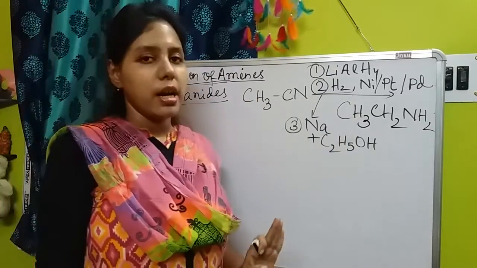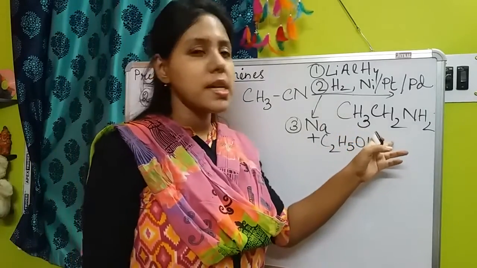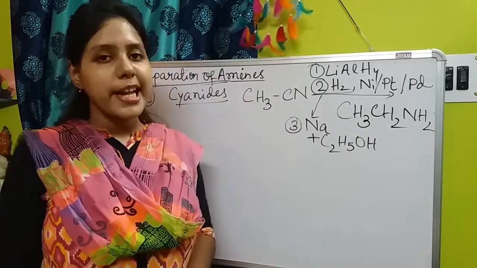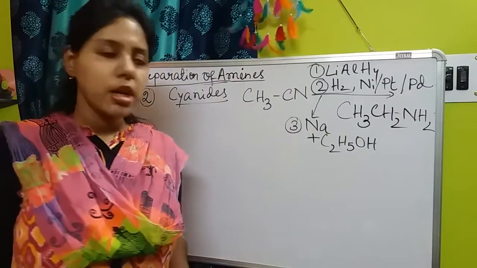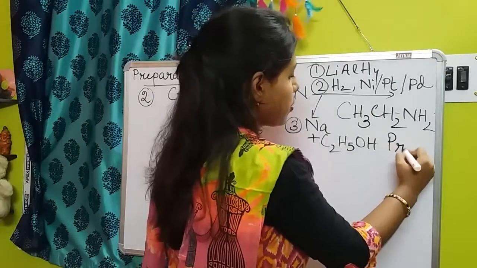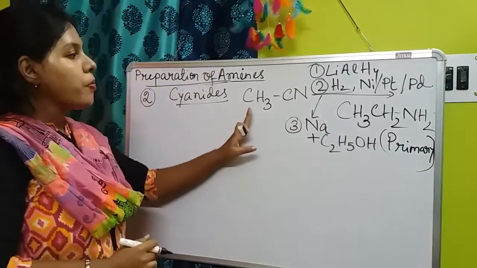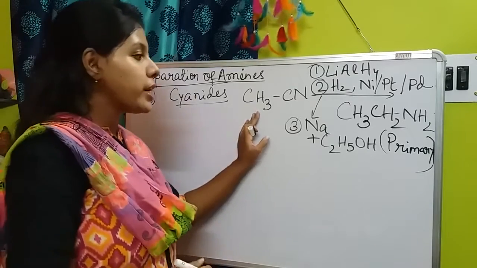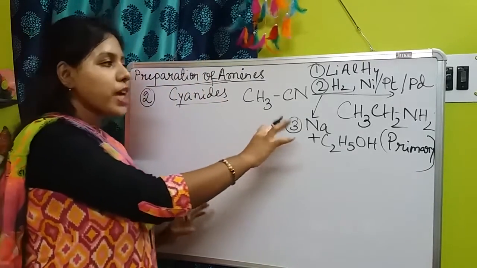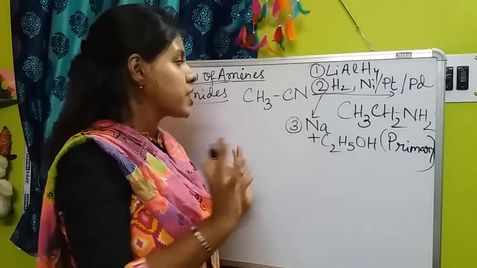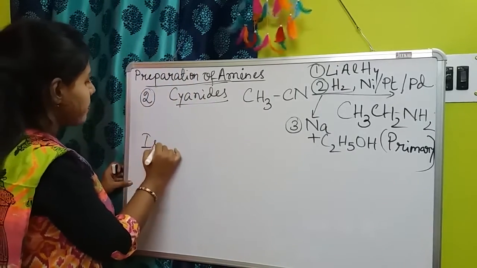So clearly it is a reduction reaction. Now observe carefully, what type of amine is this? This is an example of primary amine, because this nitrogen is attached only with one carbon. So it is a primary amine we are getting from cyanide. Cyanides after reduction give primary amines. Clear? Now the same type of reaction we can carry out for the aromatic cyanide also.